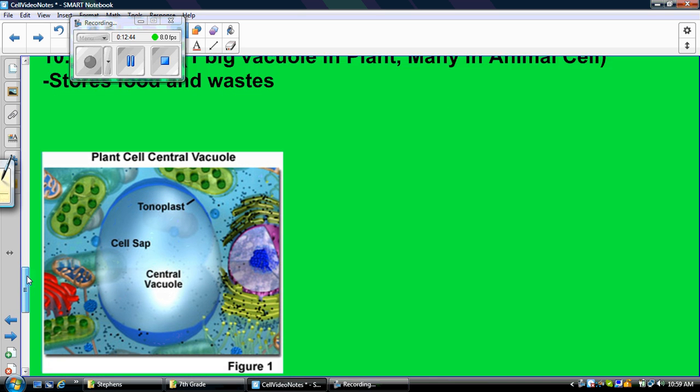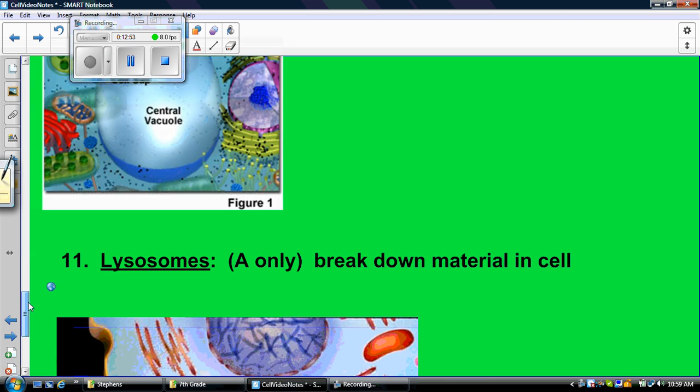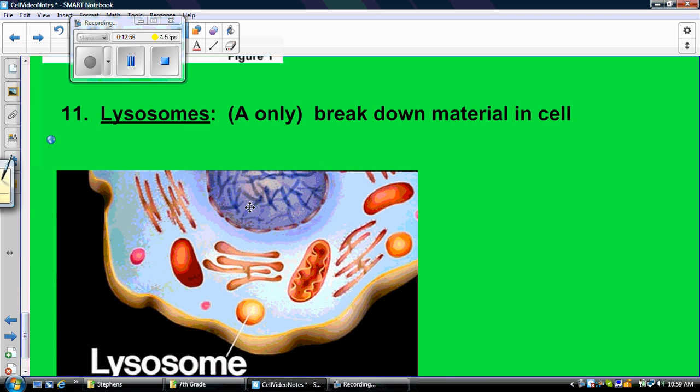If you look at this picture, it's a clear, circular shape, and this is in a plant cell. A plant cell only has one big vacuole. An animal cell has many. And then the last organelle that we're going to talk about is a lysosome. It's only found in the animal cell. A lysosome helps break down materials in a cell. They're circular as well. Don't get them confused with ribosomes.